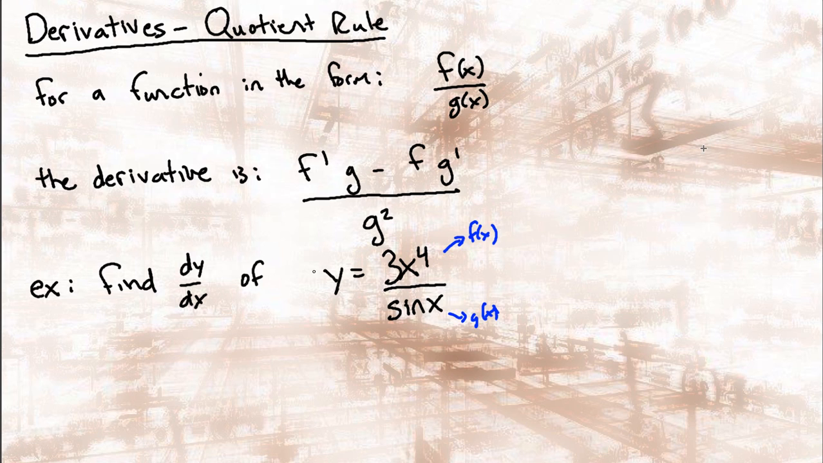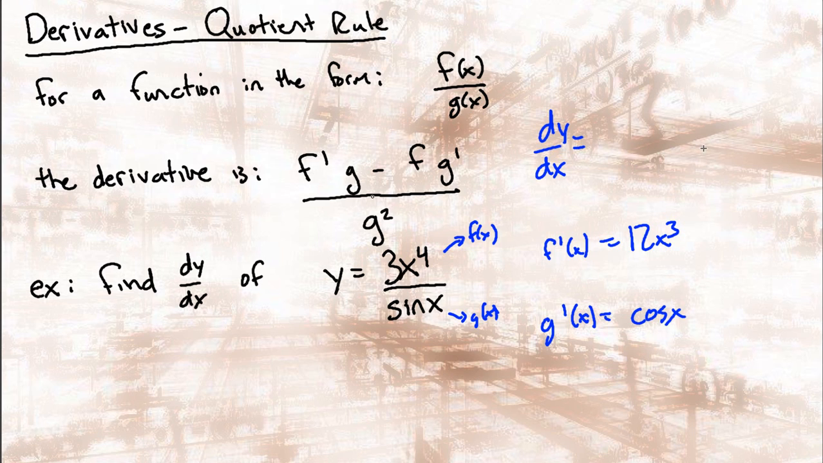So in this example, I have y equals 3x to the fourth all over sine x. So the numerator is 3x to the fourth and the denominator is sine x. So if I want to find dy dx, or the derivative of the whole thing, first of all, I'm going to label which of these is which. So here's my numerator, here's my denominator, and I'll find each of those derivatives separately. So f prime of x would be the derivative of this numerator, which is going to be 12x to the third, and the derivative of this denominator, g prime of x, the derivative of sine, is cosine.